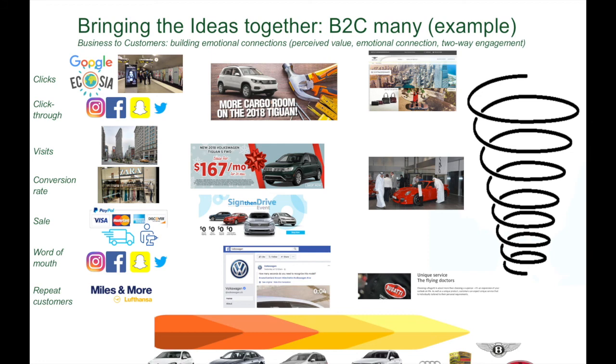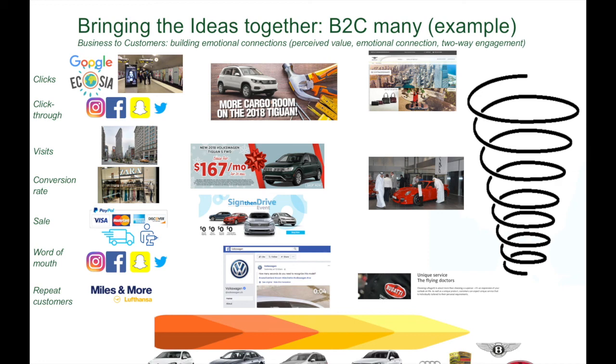Of course, we must adapt these cycles for different markets. So this would be the idea of a B2C, so business to consumer market. And this would be the example where we have many customers, so like a big group of customers. And again, the example is from the car industry.